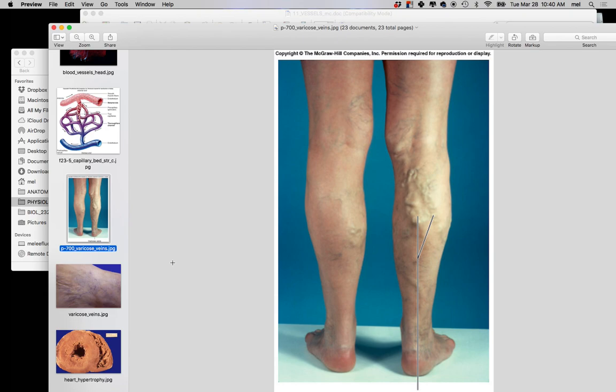Anybody know what predisposes some people, not other people, to varicosities? What? Standing a lot. Standing a lot is a big one. I hate to tell you, but nursing is one of the professions that predisposes you to varicose veins. I think it's genetic too. There is a genetic predisposition to it. It's genetics and environment, like almost everything else.